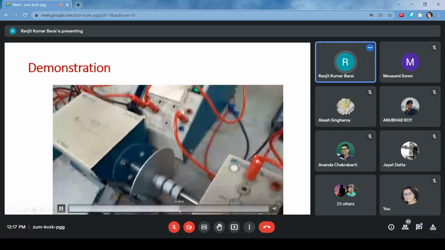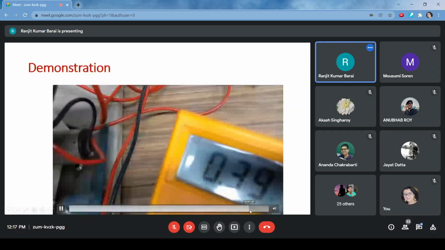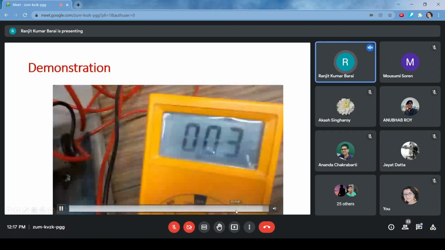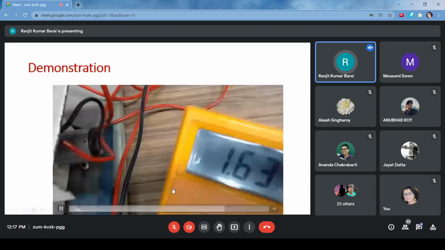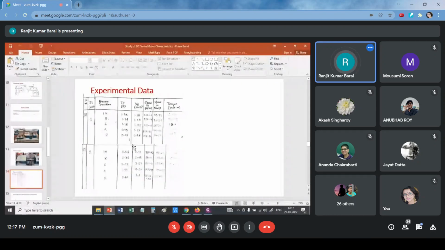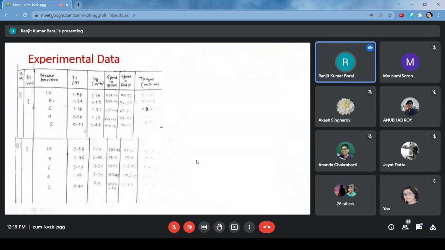Let me show you step by step in the diagram. What is the task during the experiment? I'll come back to the video once again. You have to change the reference input: 1 volt first, then 2 volt, and set the brake at 10, the highest brake position, and then go on reducing the brake position.